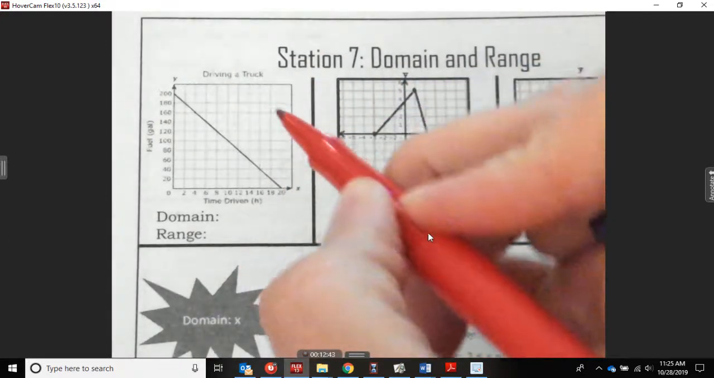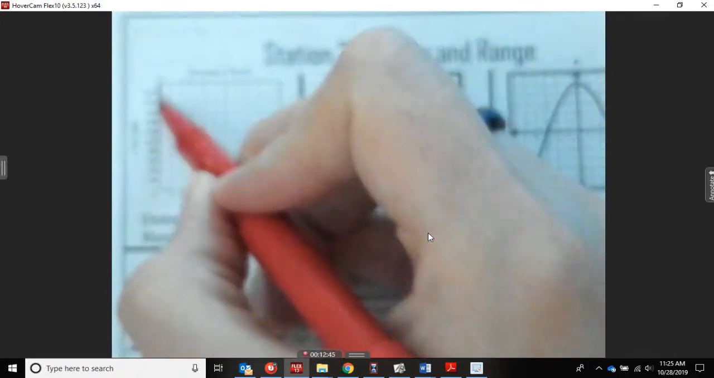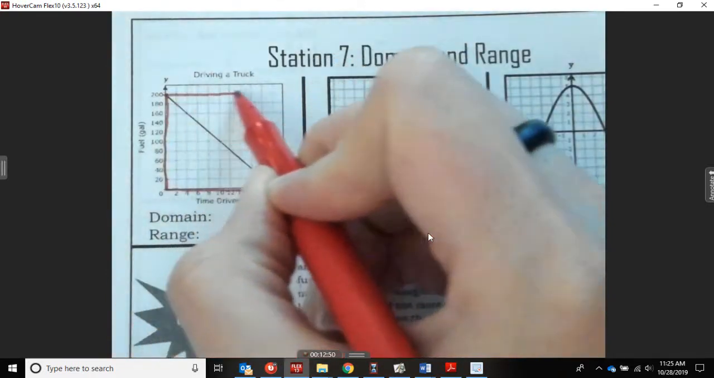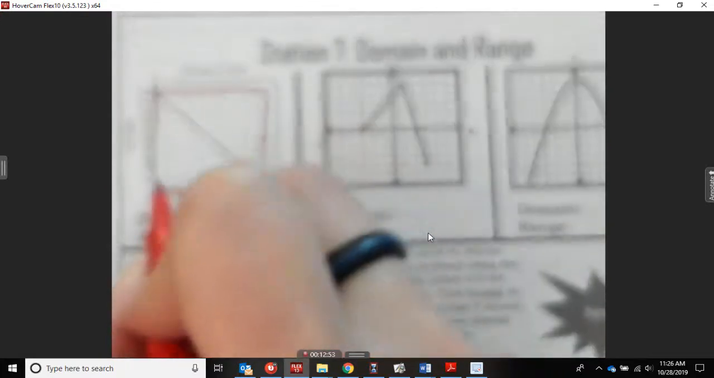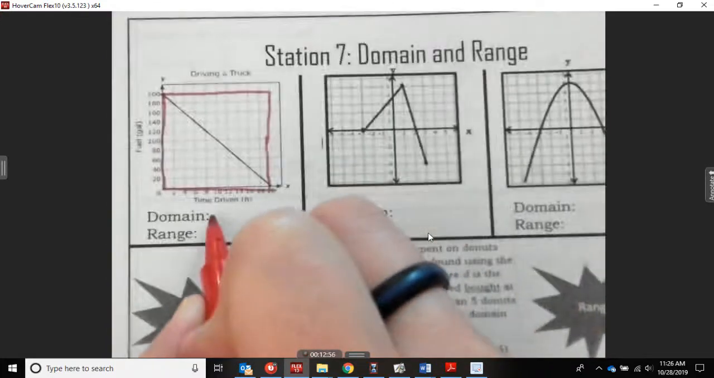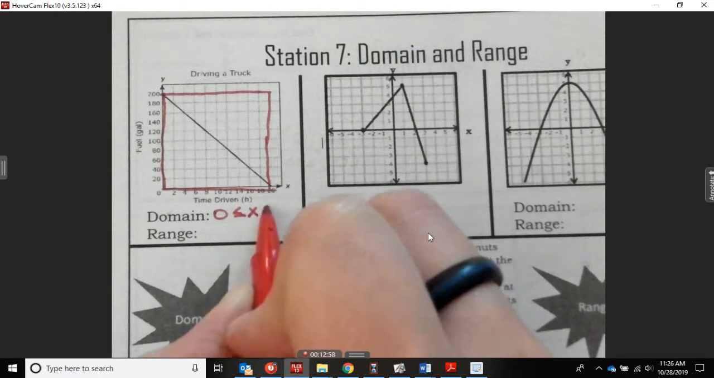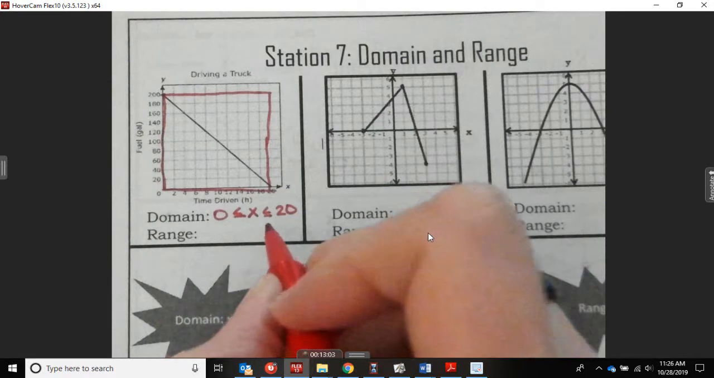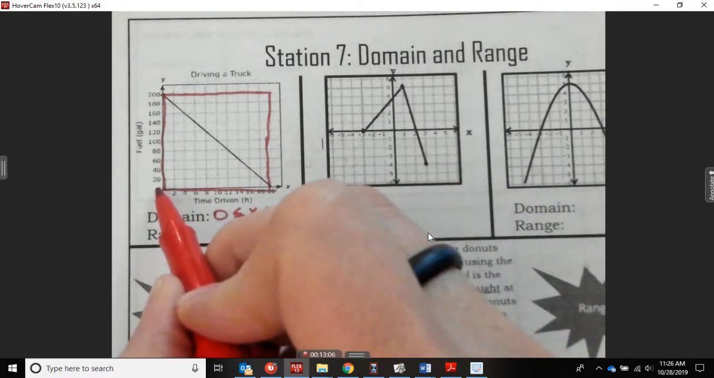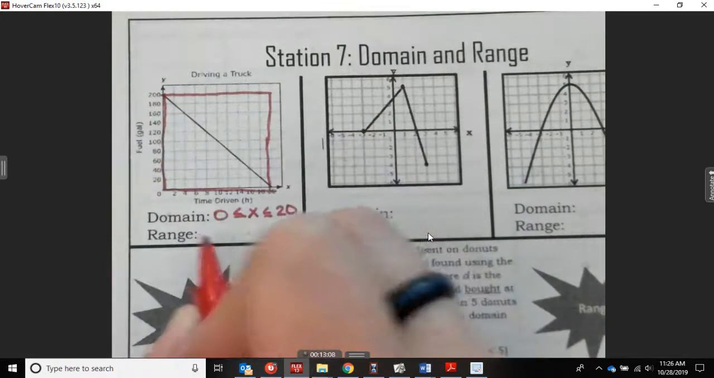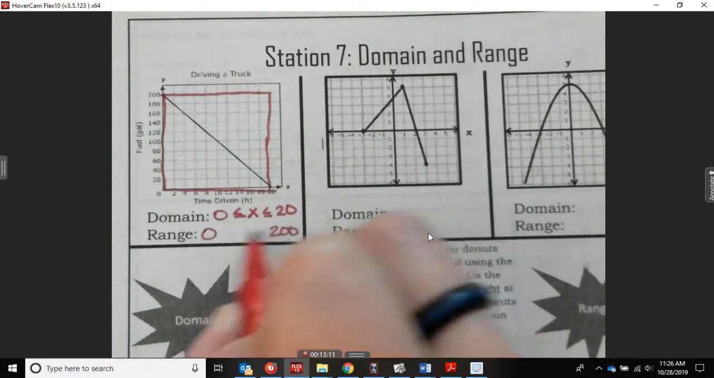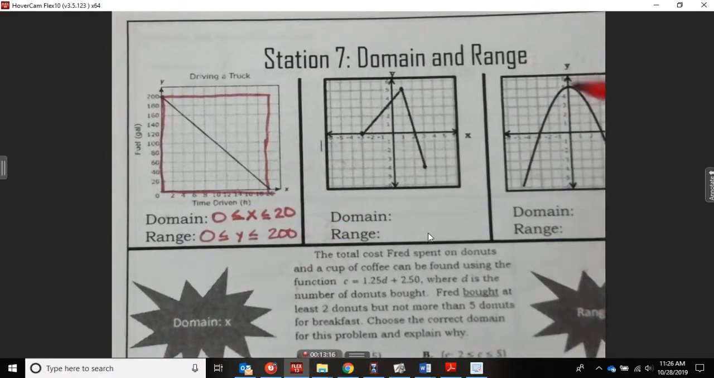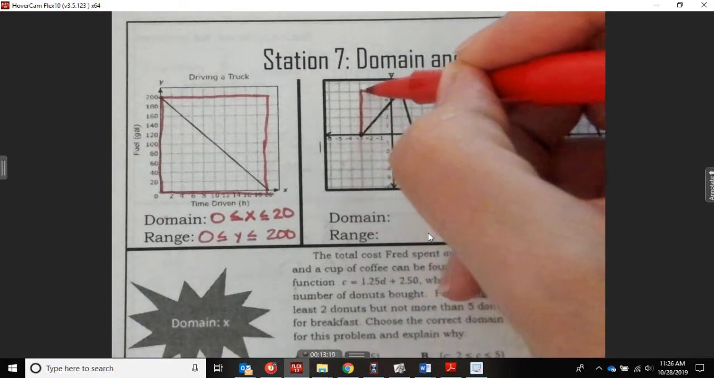And so what's happening here is we're talking about domain and range. And so my domain and range, we need to box it in for domain and range. So my domain goes from 0 to 20. Remember, domain is your x. And there are no open circles, so everything is equal to. Range is your y. My y goes from 0 all the way up to 200. Okay, so it's about boxing it in. This one here, again, box it in.